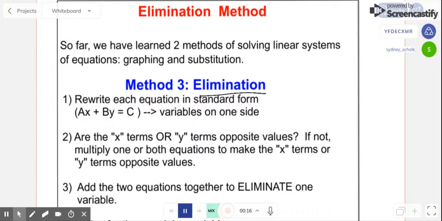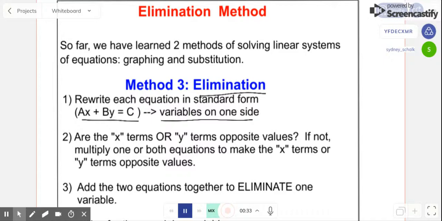So the first step, which you might not always have to do, is to rewrite each equation in standard form. That's this one right here, ax plus by equals c. We'll talk about that a little bit more in just a moment. Basically, what it means is we just want the variables on one side.